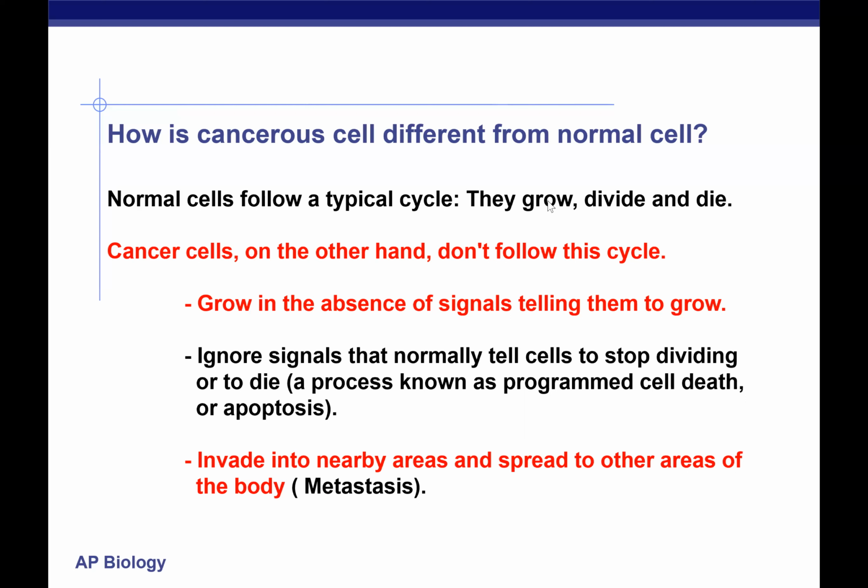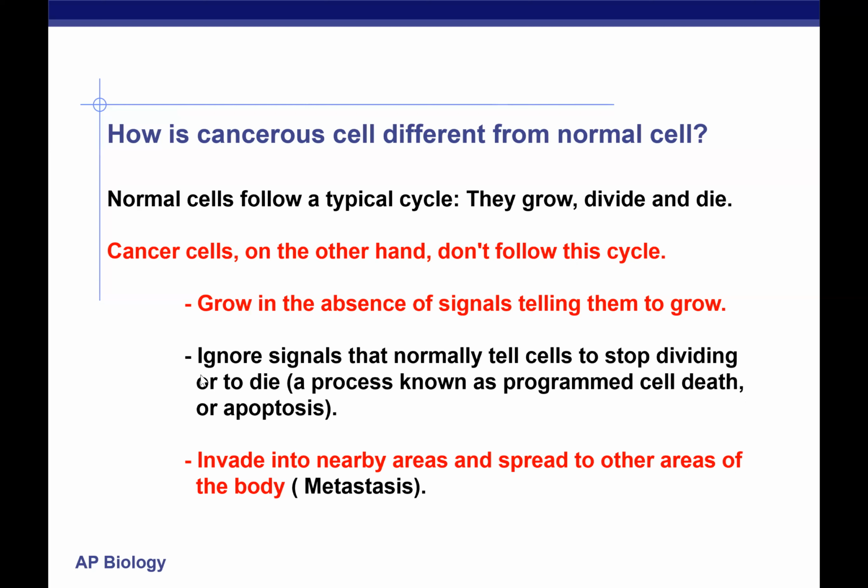It does not follow this cycle in the sense that it starts growing in the absence of signals telling it to grow. I told you a normal cell will grow and divide only in response to certain chemical signals, which we call growth factors. But a cancer cell starts dividing or growing in the absence of any signal. So that is one difference in the cancer cell.